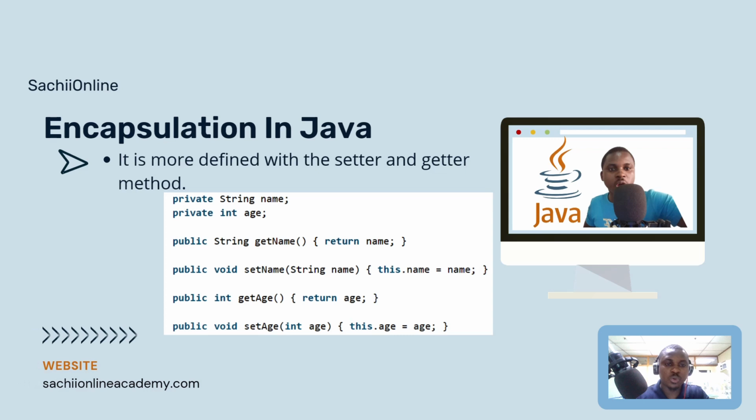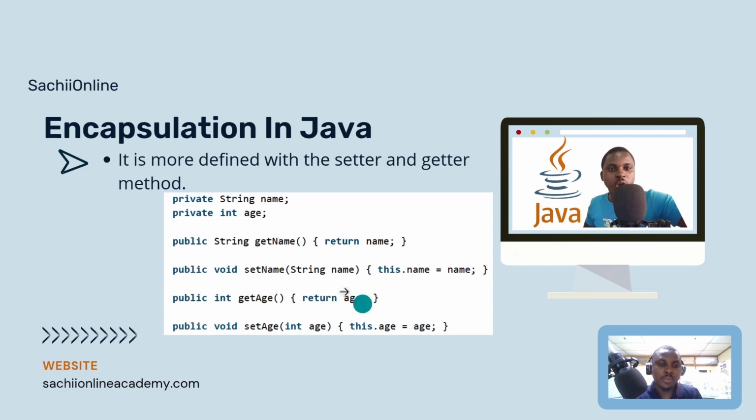For example, it's more clearly defined with the setter and getter methods here. If you look at this one, you've got the string name and age. These are private variables for a certain class. And we have the get name, set name, as well as get age and set age. The getter methods are not void methods. They return something, the name as well as the age.